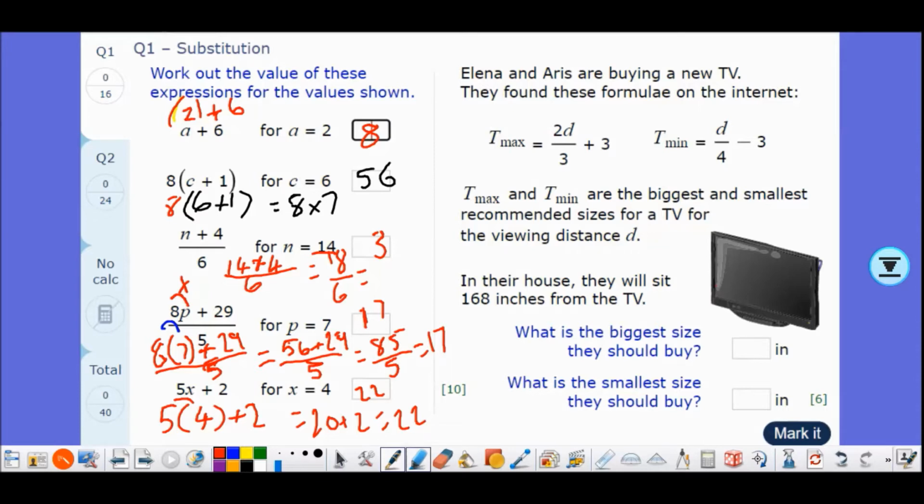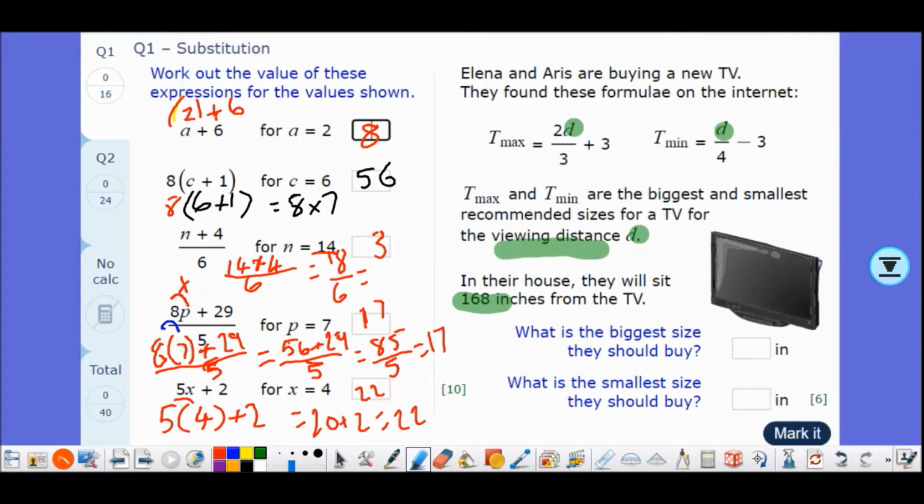So for a start, I'm just going to highlight the fact of D. They are telling me that this value here is the same in each of these cases. Okay, so that's going to have a big impact for me in calculating these. And we can see in the next part of the question, in their house they will sit 168 inches from the TV. Okay, so that is my viewing distance. So 168 is the value that they want me to substitute in there.